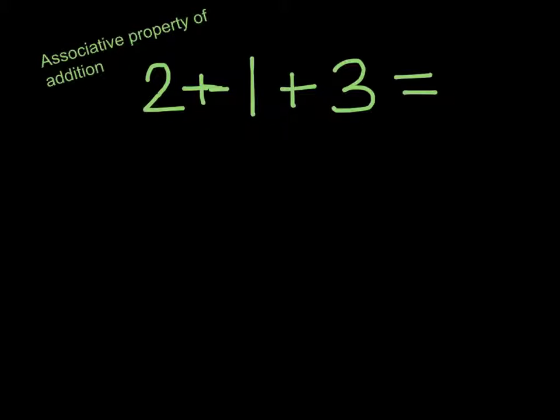Now let's look at the associative property of addition. This one is a little bit more complicated, but really just the same thing that we've been learning with addition, just adding a little bit more to it. So let's take, for example, the problem 2 plus 1, plus, this is a plus, 1 plus 3. What do we get here?